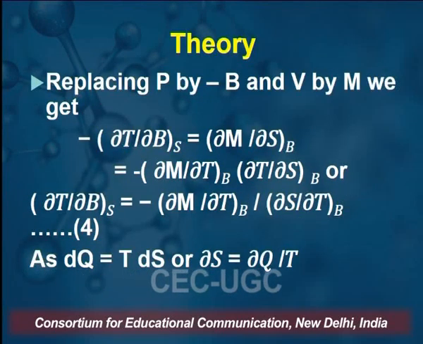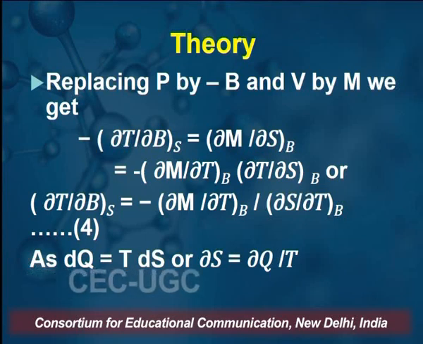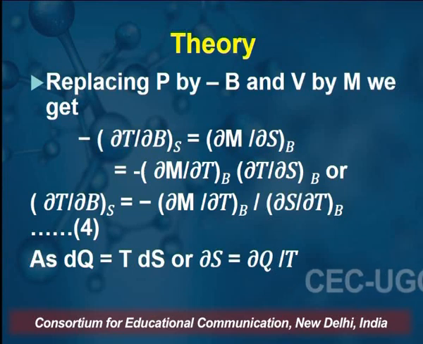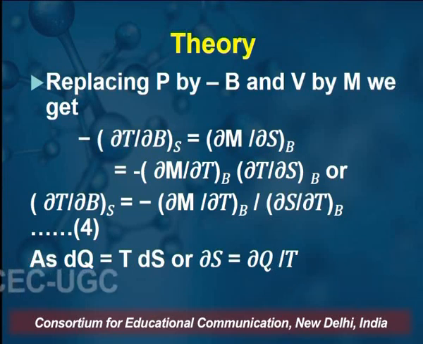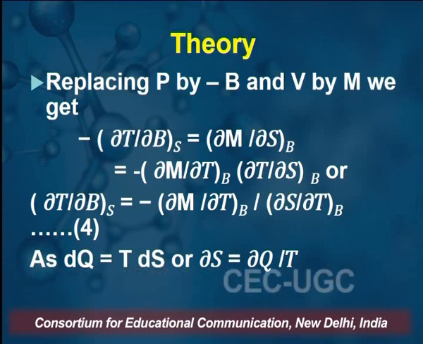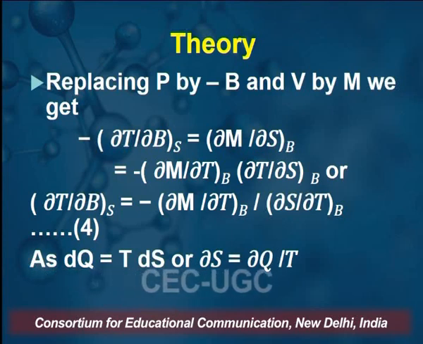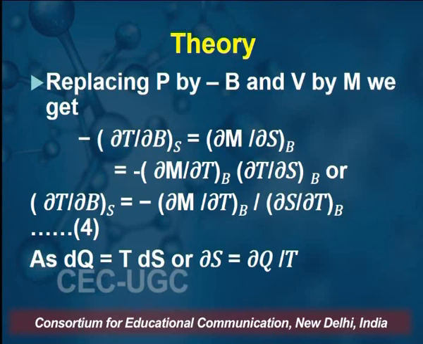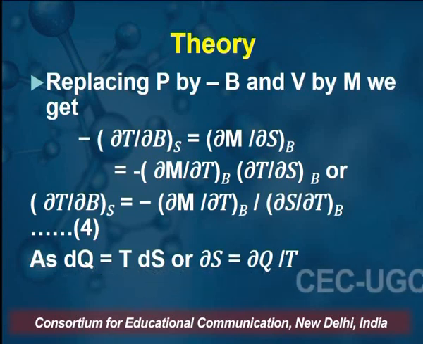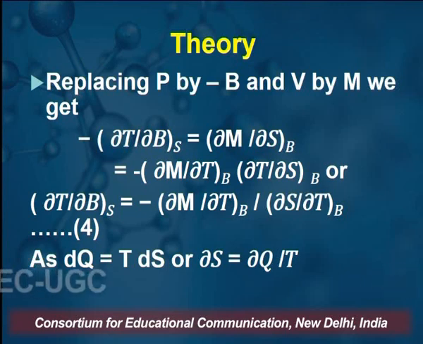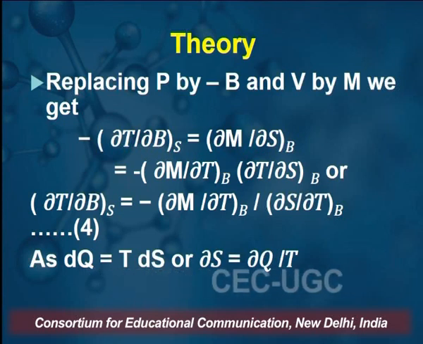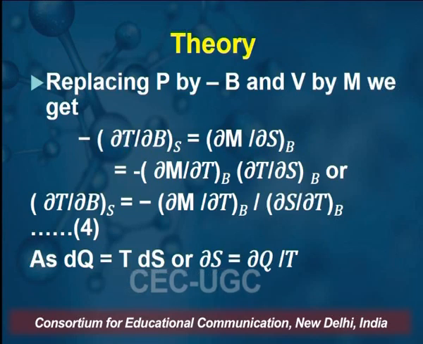So if we replace P by minus B and V by M, we get minus of delta T by delta B at constant S is equal to delta M by delta S at constant B. So this will give me minus of delta M by delta T at constant B into delta T by delta S at constant B, or delta T by delta B at constant S is equal to minus delta M by delta T at constant B divided by delta S by delta T at constant B. Here we have simply taken one term of the numerator into the denominator. Further, delta S is nothing but delta Q by T.